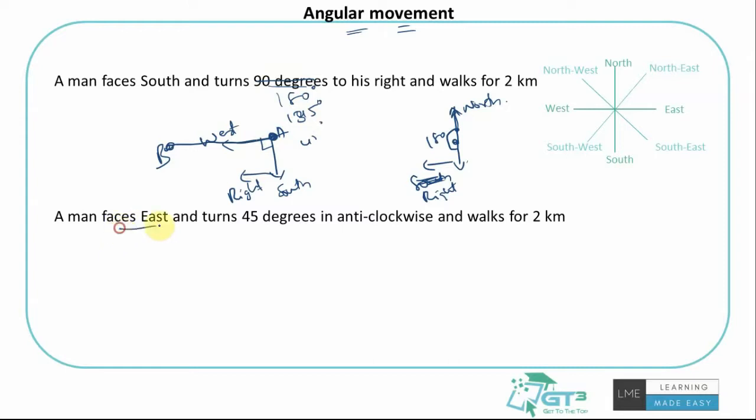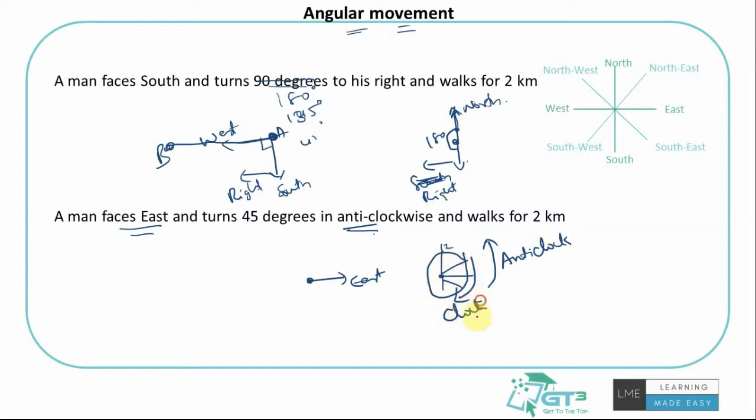For example, see this: a man faces east and turns 45 degrees anti-clockwise, right? Clockwise is this direction, anti-clockwise is this. This is how a clock would turn, right? 12, 1, 2, 3. So a clock turns in this direction. That's why this is clockwise and this is anti-clockwise.